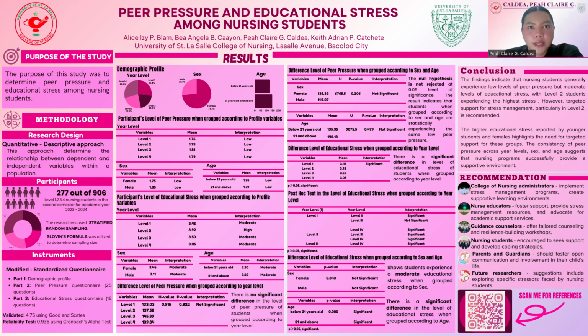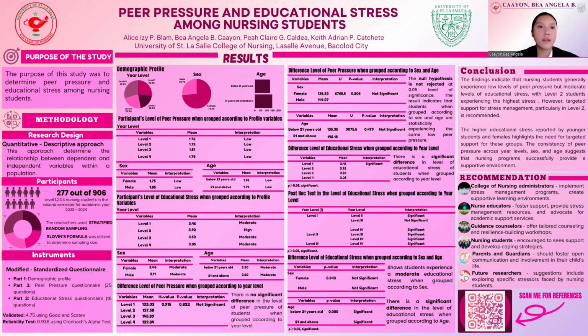For the post hoc test in the level of educational stress when grouped according to year level, the post hoc test that was used was 2K-HST, and the results indicate that there were significant differences in educational stress levels between different academic levels. Level 2 students experienced more stress compared to level 1, level 3, and level 4. However, level 4 students have lower stress levels compared to level 1 and level 3. Level 1 and level 3 experience the same educational stress level.